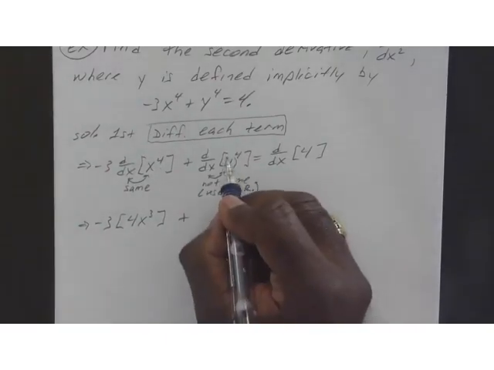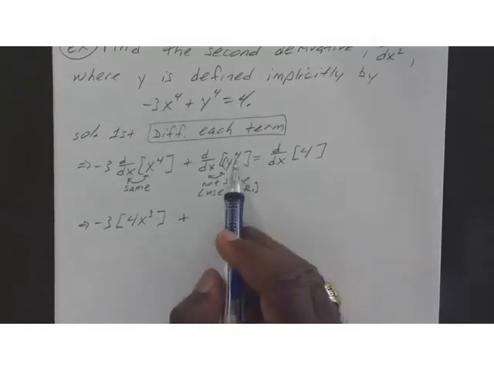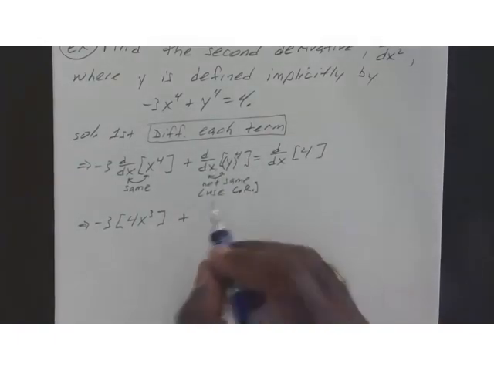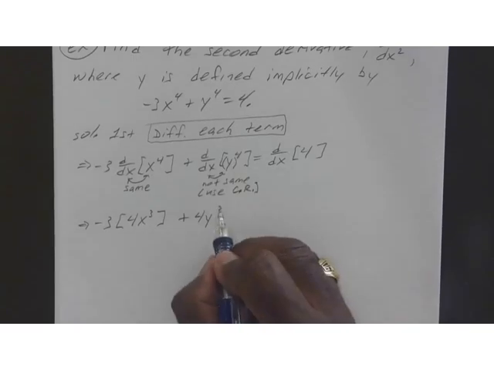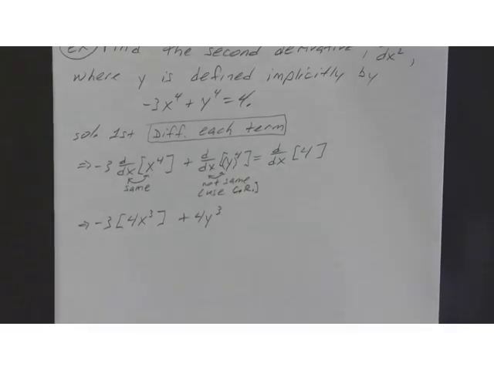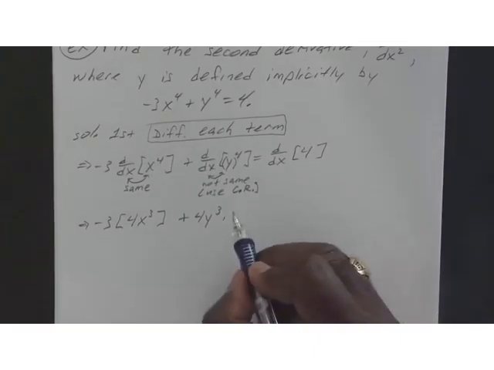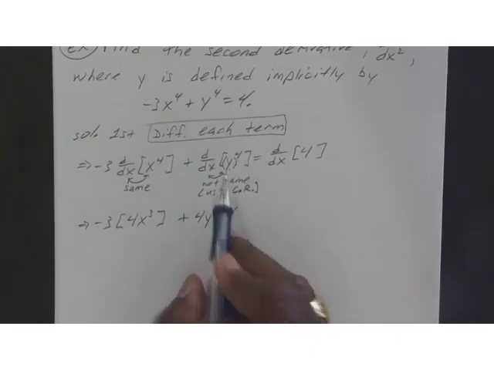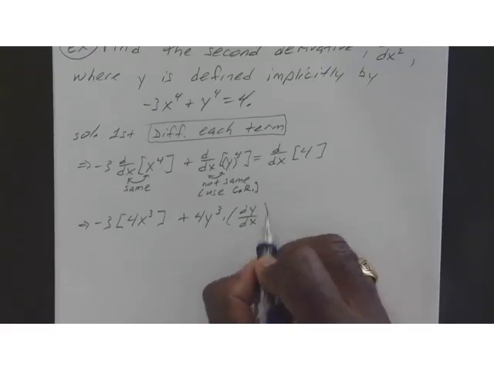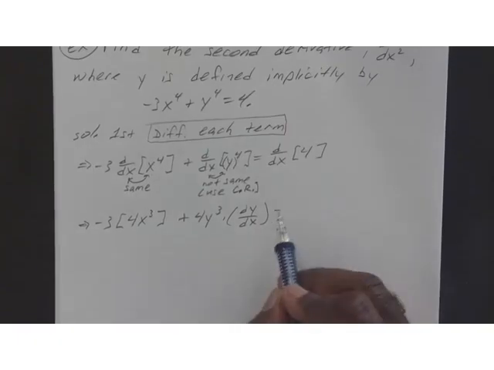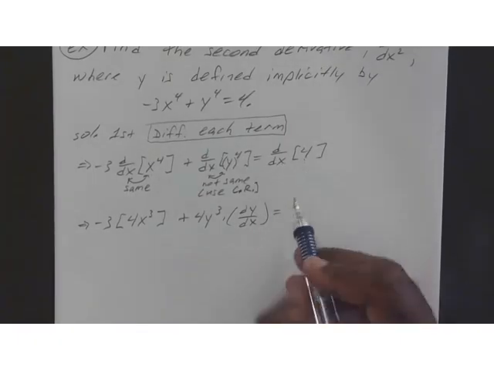plus, using the chain rule, again, I'll put a little parentheses around the y. We take the power rule of the whole thing. So it's 4y to the power of 4 minus 1 times the derivative of what's inside, which is y. So the derivative of y with respect to x is equal to the derivative of a constant is just 0.